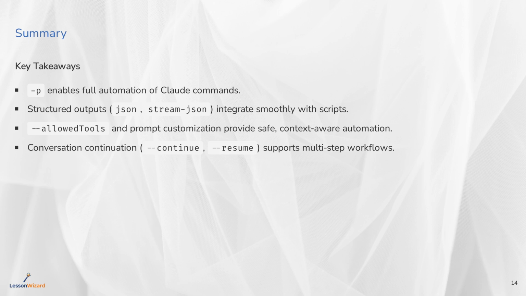Let's recap the essentials. The -p flag transforms Claude into a headless worker, while output formats let you choose human-readable or machine-readable results. Tool approvals and system prompts give you fine-grained control over what Claude can do. And continuation flags let you build sophisticated, stateful pipelines. Armed with these tools, you can embed AI assistance throughout your development lifecycle.